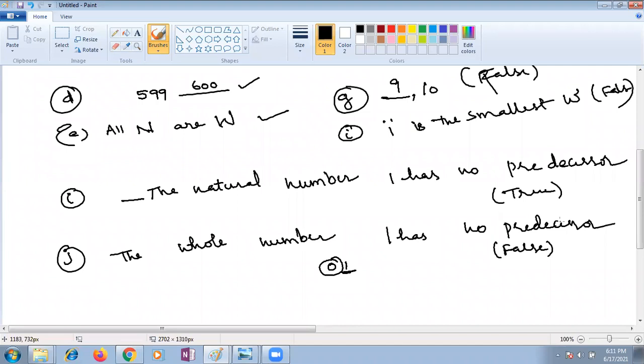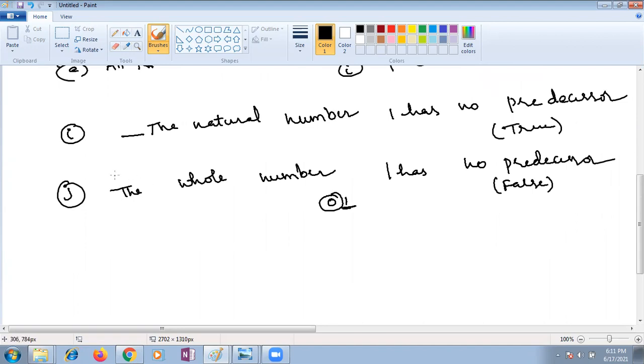Next one, Harsha, please. Ma'am, the next one is: the whole number 13 lies between 11 and 12. Is it true, children? No, ma'am. It's false. 13 lies between 12 and 14. 12 lies between 11 and 13. But here it says 13 lies between 11 and 12. It's false.